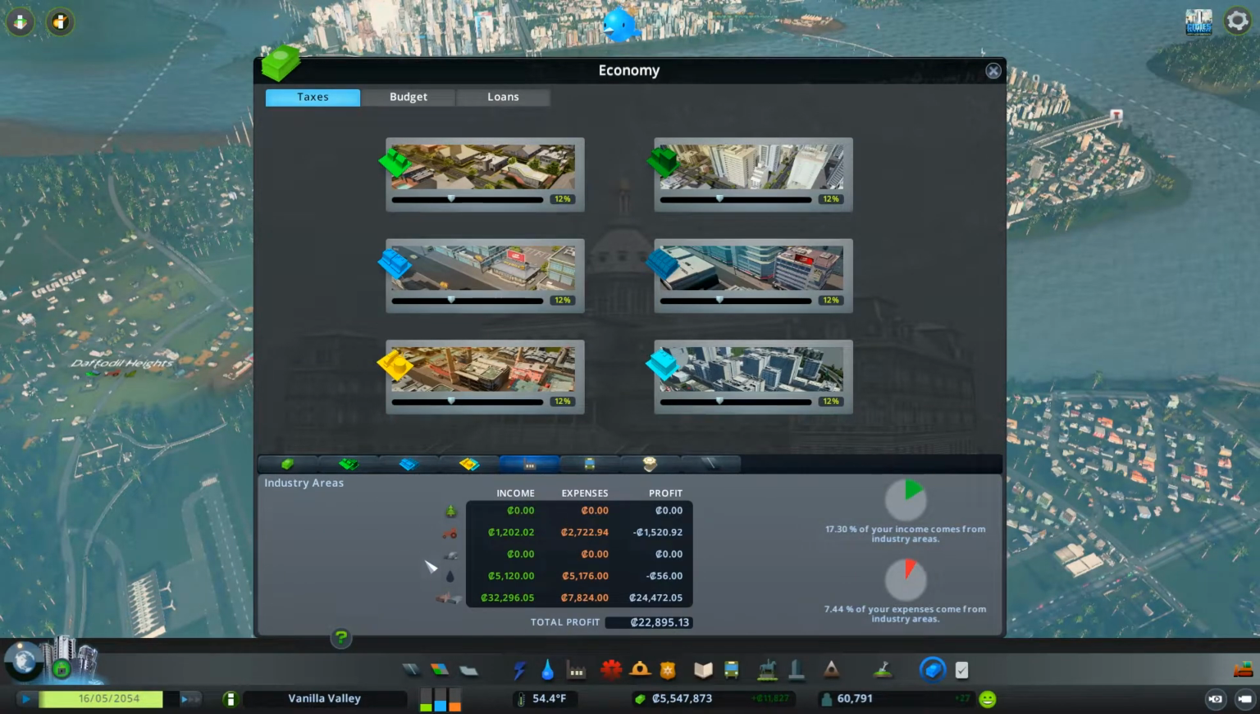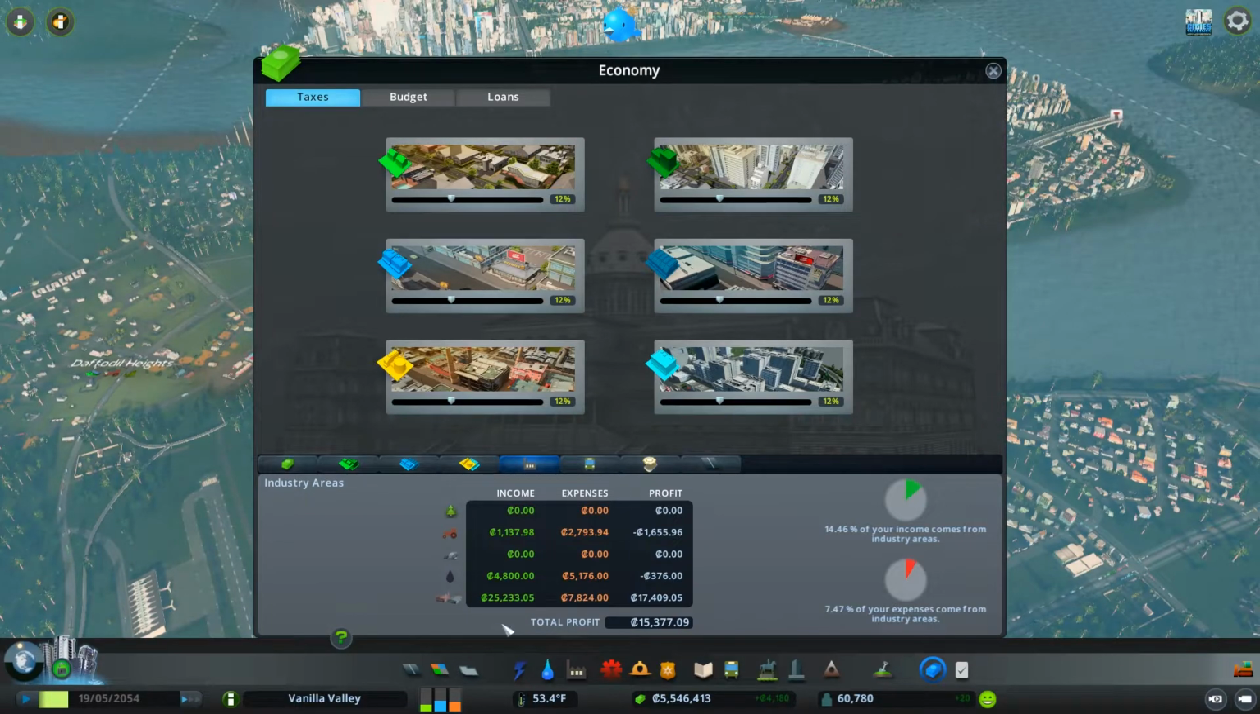Okay, and then over here, this is our industries area. This tab you'll have if you have the Industries DLC. And this will show you where you're making your income and expenses from certain industries. This bottom portion is our warehouses and our unique factories. So our warehouses that store all of our goods and the amount of exports that we're doing from that.